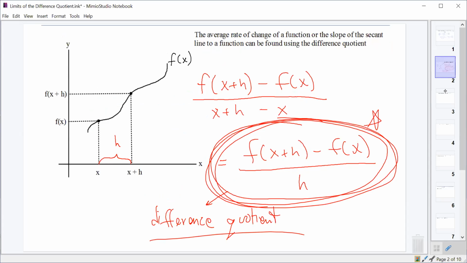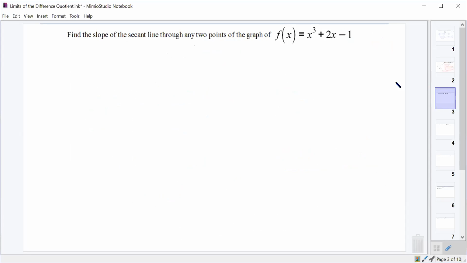So let's see if we can do this. We're going to do this for this particular function, x cubed plus 2x minus 1. We're going to see if we can find the slope of the line that goes through any 2 points on that graph using the difference quotient, f of x plus h minus f of x all over h. So what's f of x plus h?